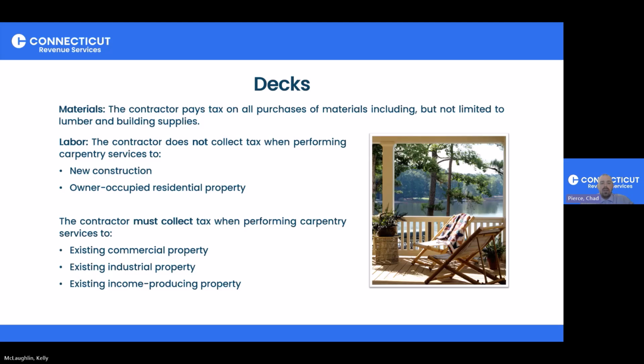So for completing decks, the contractor is going to pay tax on the purchase of materials, including but not limited to lumber and building supplies. The contractor does not collect tax when performing carpentry services to new construction or owner-occupied residential property, but the contractor is going to collect tax on the labor when performing carpentry services to existing commercial property, existing industrial property, and existing income-producing property. And just to note, they're not going to be collecting tax on materials no matter where it's performed, because when they buy the materials, they're going to be paying tax on them.